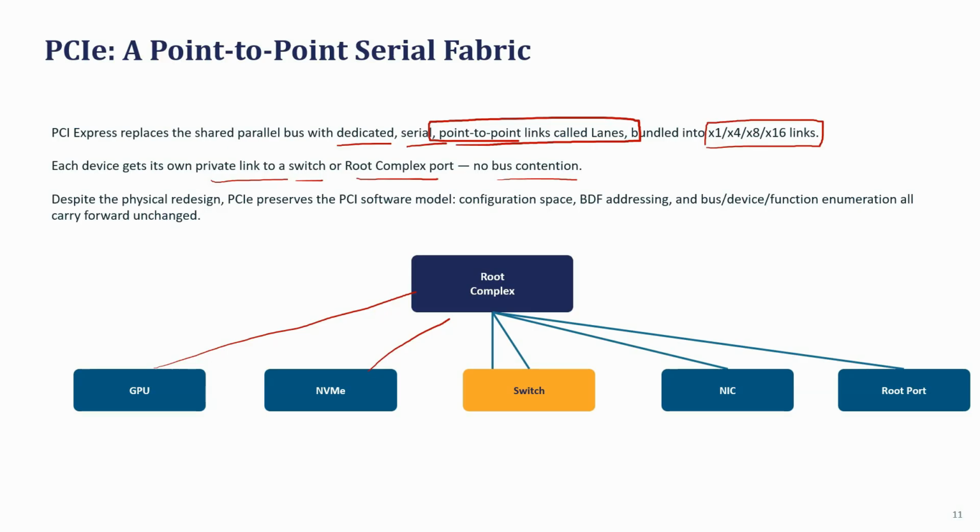Despite the physical redesign, PCIe is preserving the PCI software model and configuration space. It is retaining BDF addressing and bus device function enumeration, and all of it is going forward unchanged. So what do you mean by configuration space? What do you mean by BDF addressing? All of that we are going to discuss.